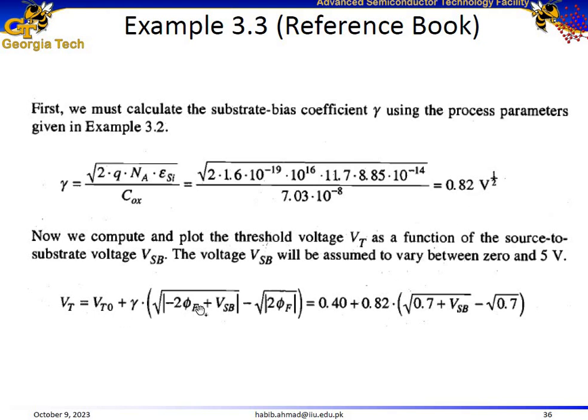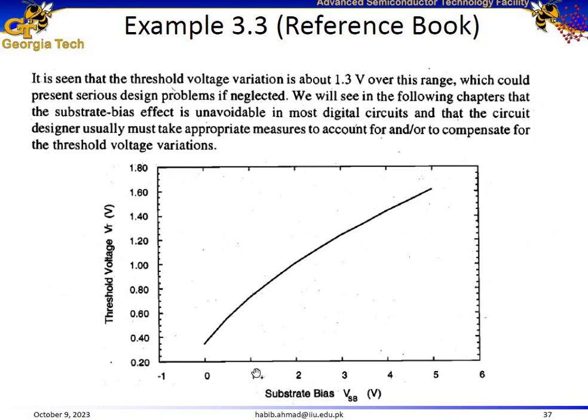Replace the value of gamma in this equation. Phi f we already know, plus VSB, minus 2 times the square root of 2 times phi f. Replace all these values. So now we have an equation for the threshold voltage at non-zero substrate bias as a function of the substrate bias. And let's consider a range of values for the substrate bias, in the range of 0 to 5 volts.